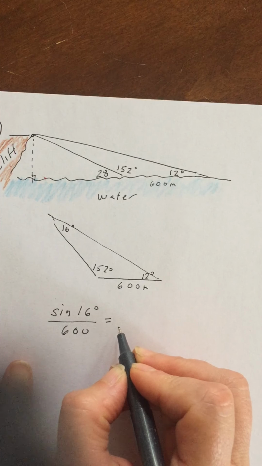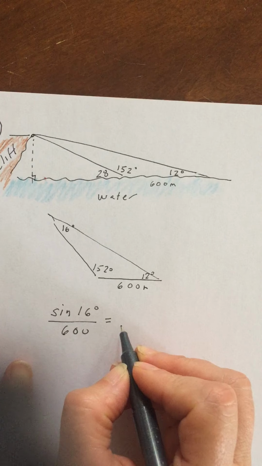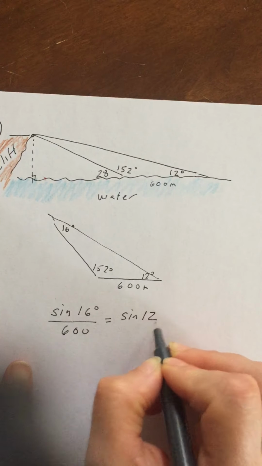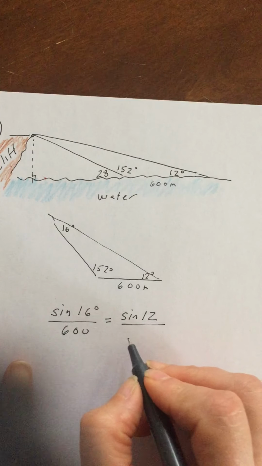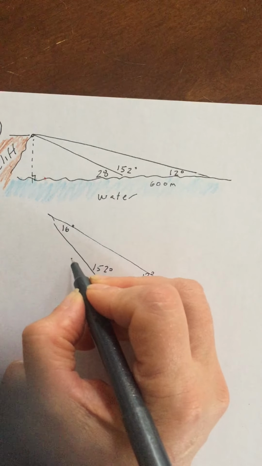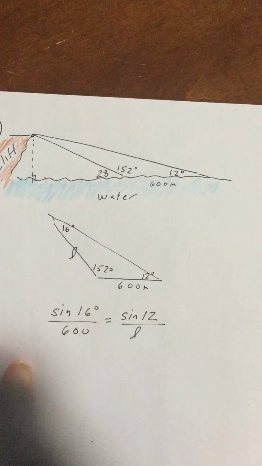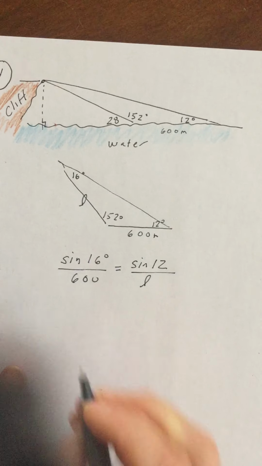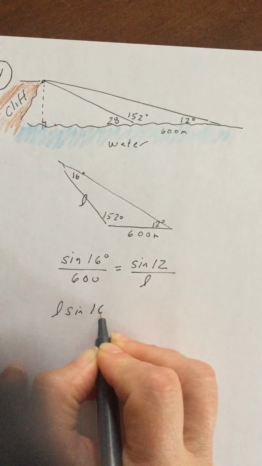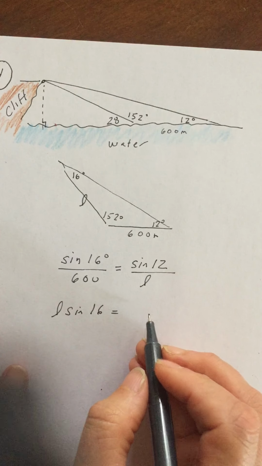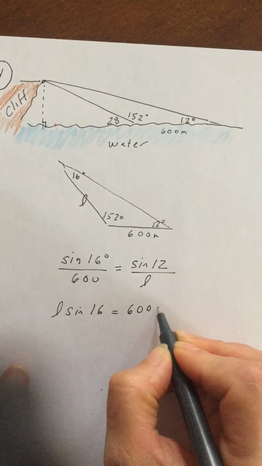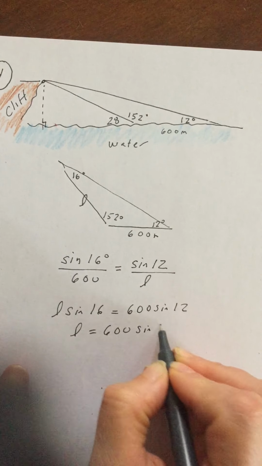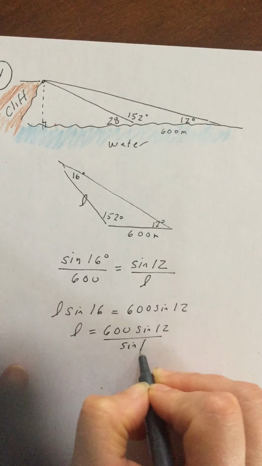And then depending on what you want to do, you could do sine of 12, okay, over that unknown side over here. So I'll just call it maybe L or something like that. Okay, so then you could go ahead and solve that. So how would we do that? We could cross multiply for those. Okay, so we get L sine 16, right, equals 600 sine 12, or L equals 600 sine of 12 over sine of 16.